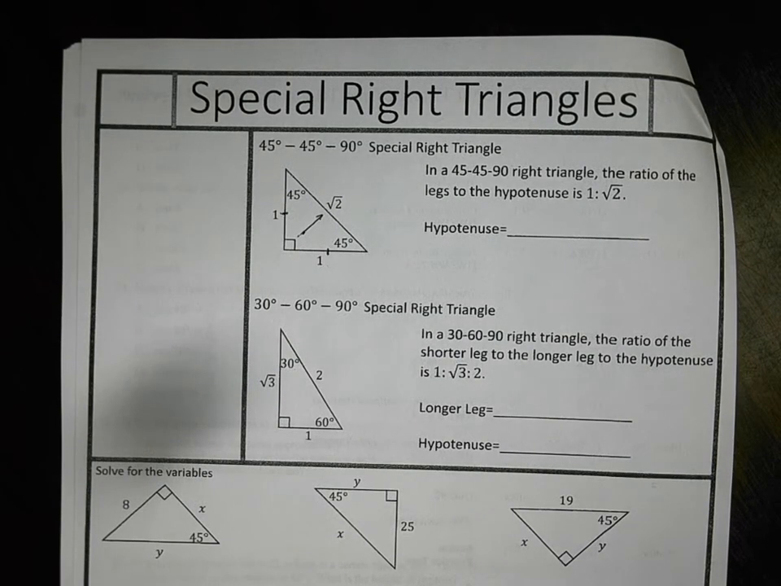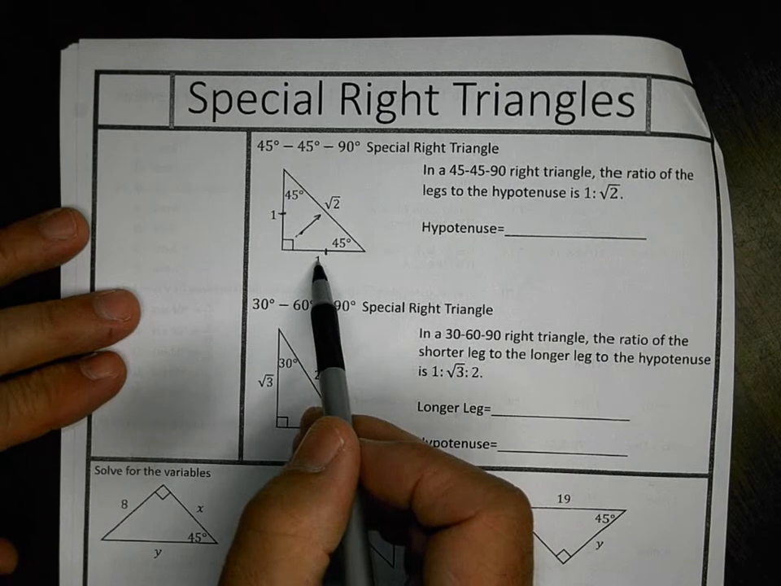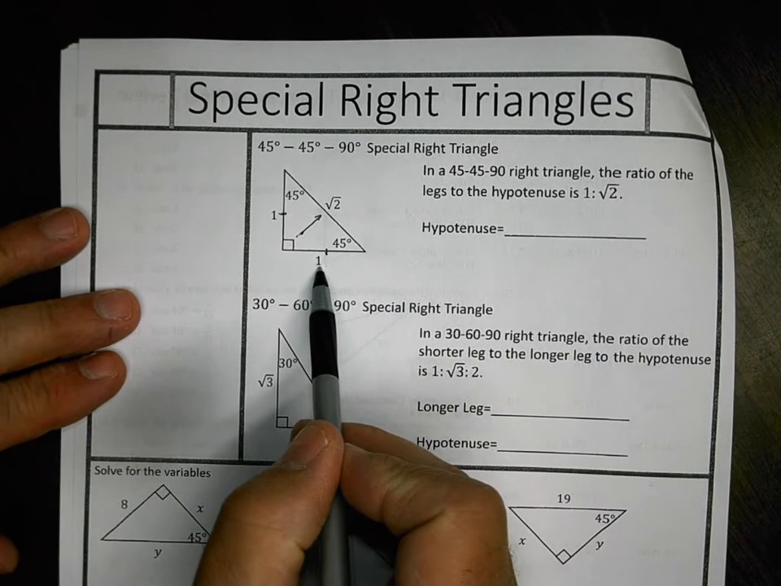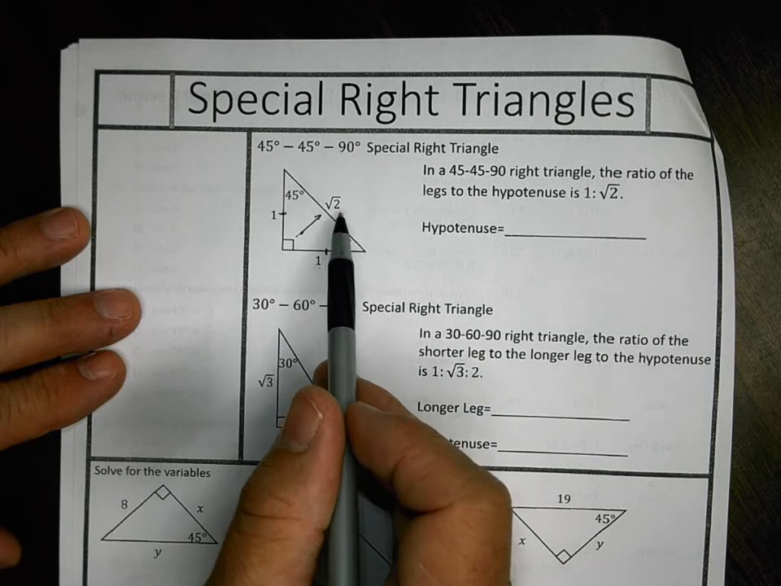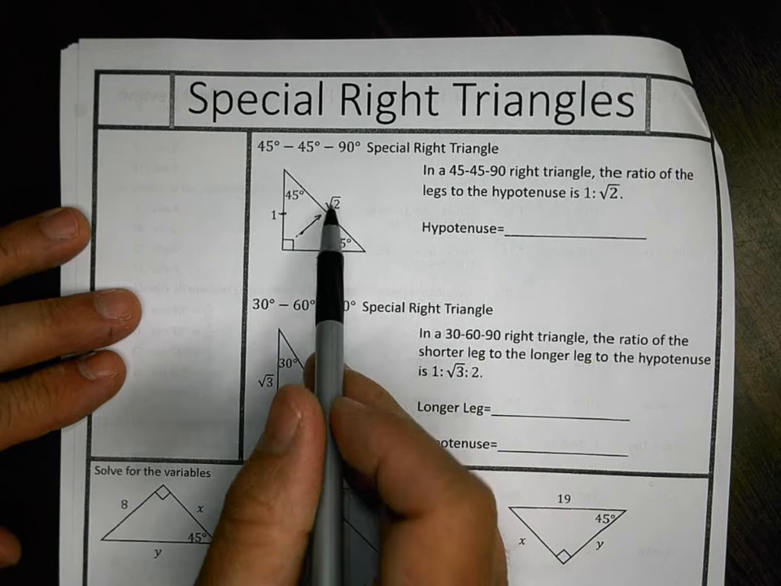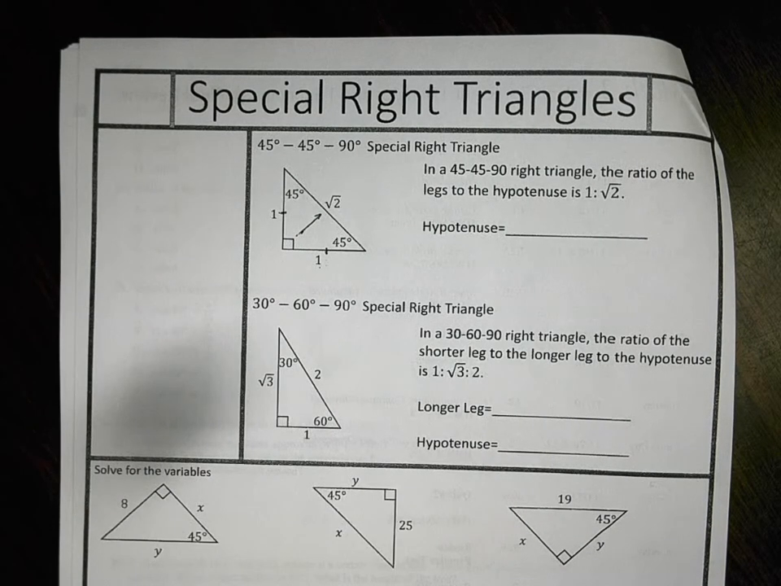So in a 45, 45, 90 right triangle, the ratio is, if the side lengths equal 1, then the hypotenuse would equal square root 2. So the ratio is 1 to square root 2. All right?